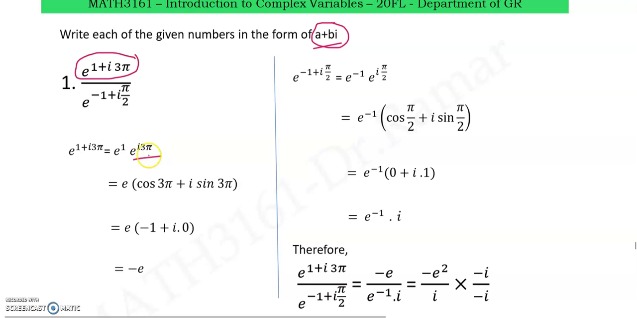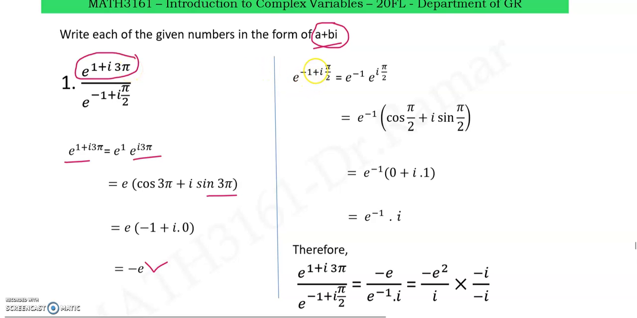Now here apply Euler's formula, so cosine 3 pi plus i sin 3 pi, which is equal to e multiplied by, what is cosine 3 pi? You see in the calculator or use the previous table which is given in the previous video. So cosine 3 pi is minus 1 plus i times sin 3 pi, which is 0. So you simplify it, you will get minus e. This is the value of the numerator. Now you find the value of the denominator separately. Then finally we can substitute both in the given expression.